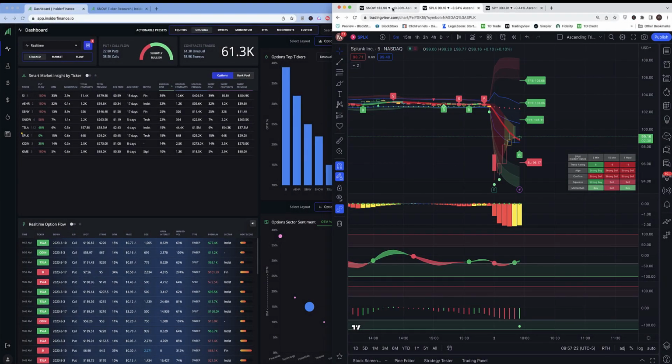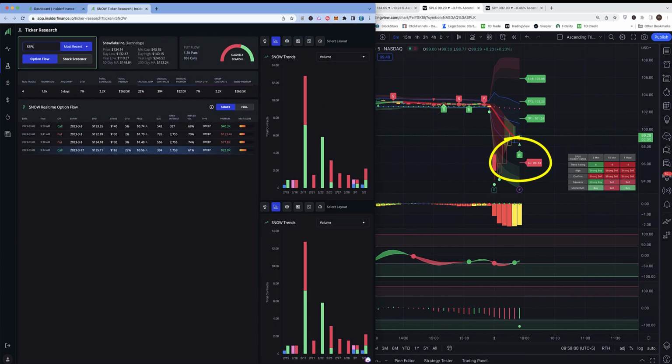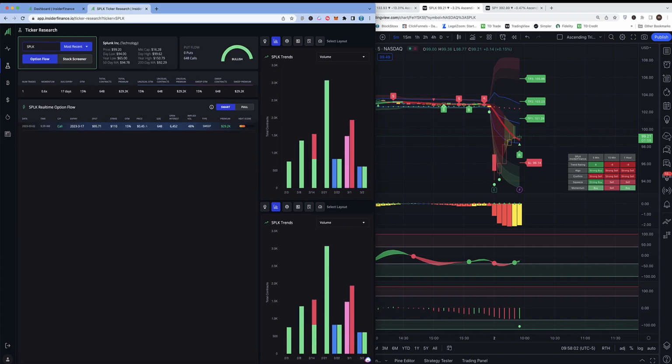Now, we are starting to see all of the oscillators bottom out and reverse to bullish action. On the candle chart, we also have a buy signal tag showing up, so this would be a good spot to take entry to our SPLK trade.